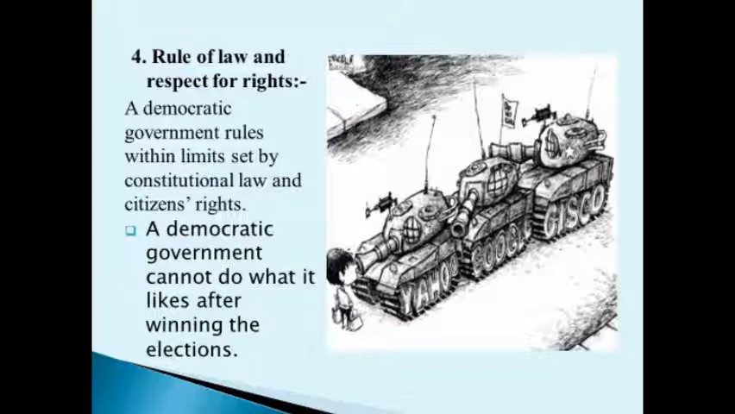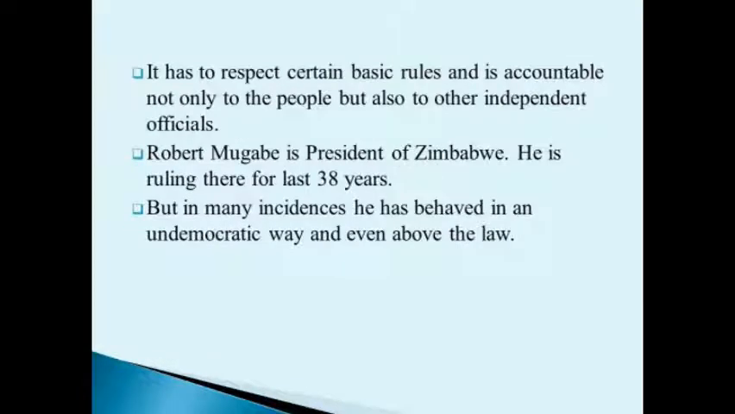Rule of law and respect of rights. A democratic government rules within limits set by constitutional law and citizens' rights. A democratic government cannot do what it likes after winning the elections. It has to respect certain basic rules and is accountable not only to the people but also to other independent officials. Robert Mugabe is the president of Zimbabwe. He has been ruling there for the last 38 years. But in many incidents he has behaved in an undemocratic way and even above the law.